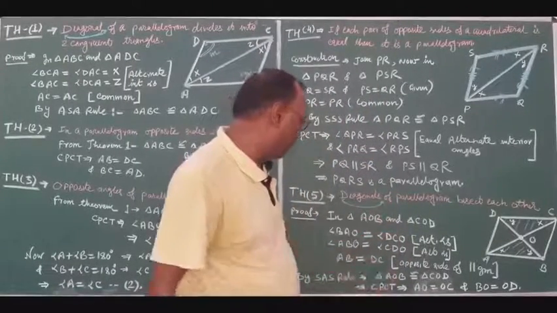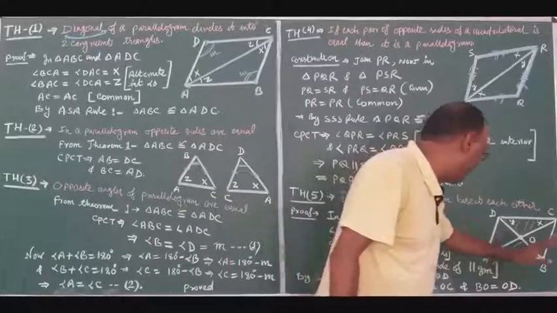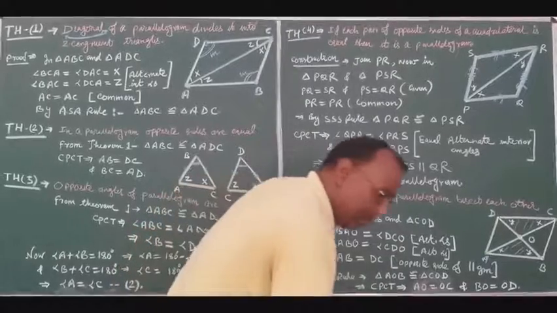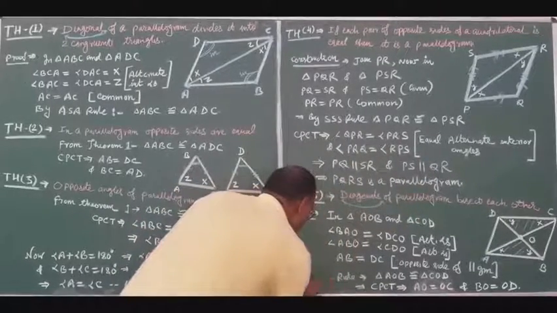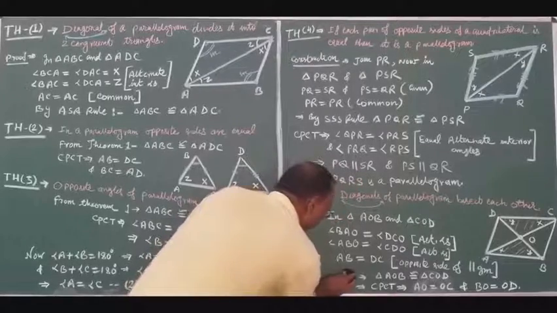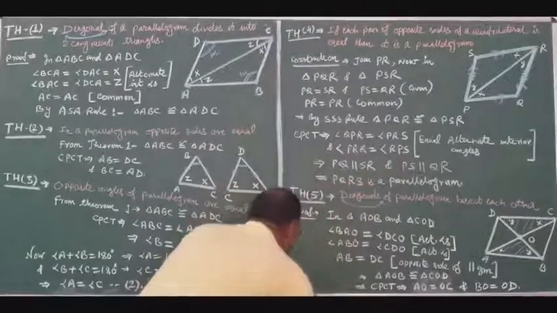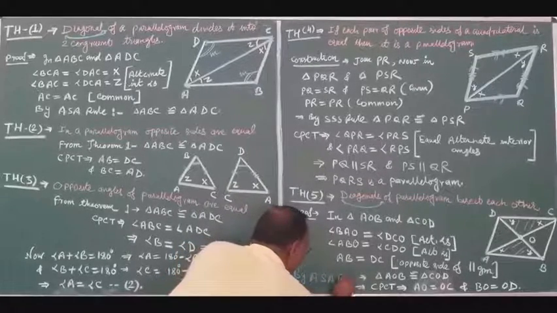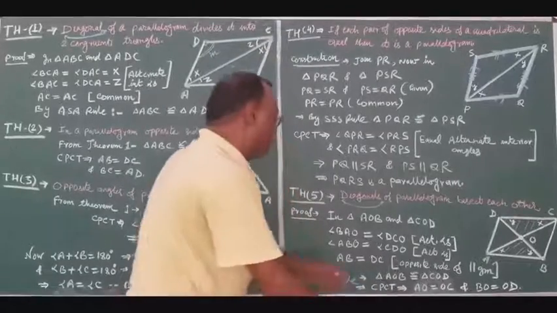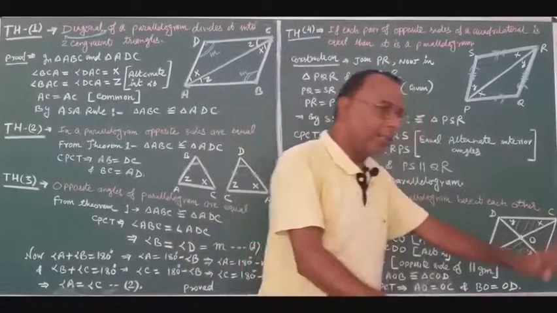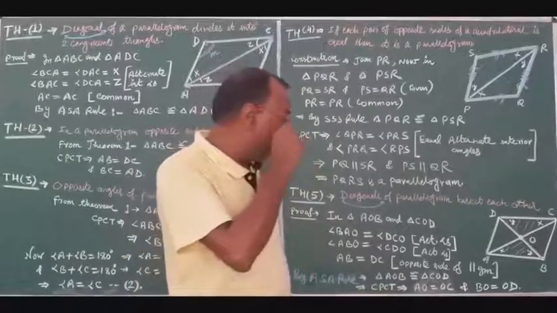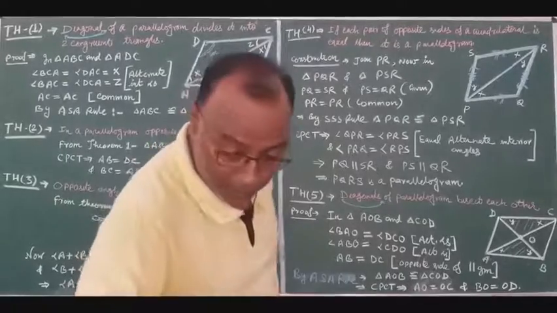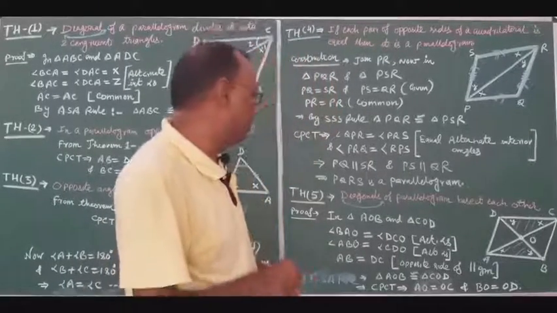So now we have the rule, angle side angle. We have written it wrong here. By the angle side angle rule, both the triangles are congruent. By the ASA rule, triangle AOB is congruent to triangle COD, and then we will use the CPCT.